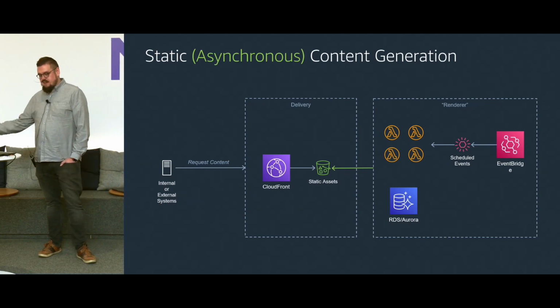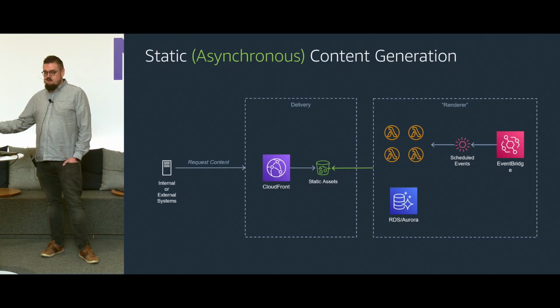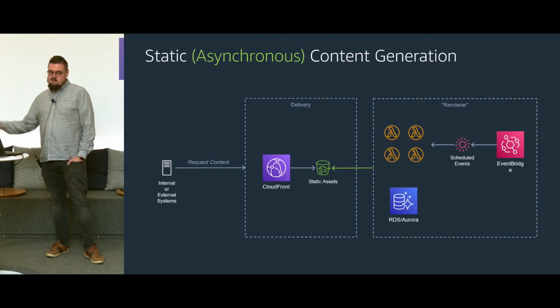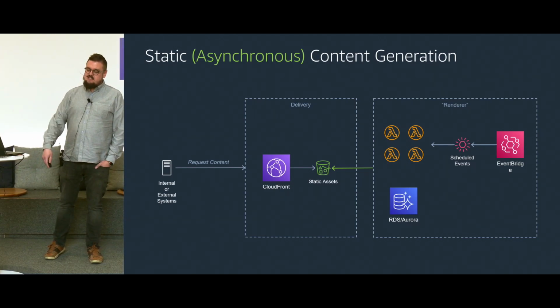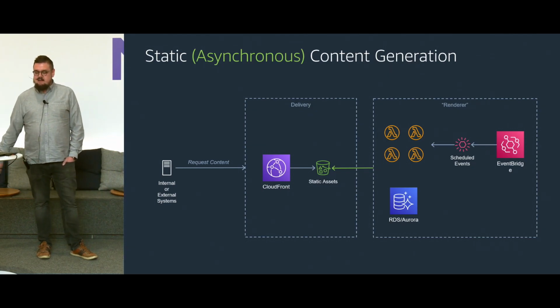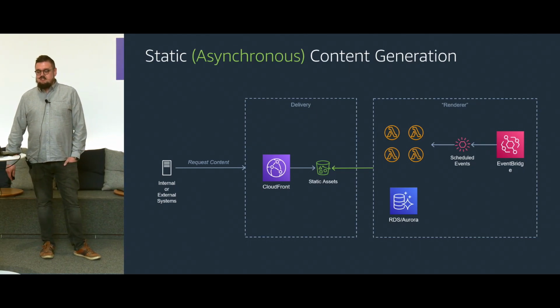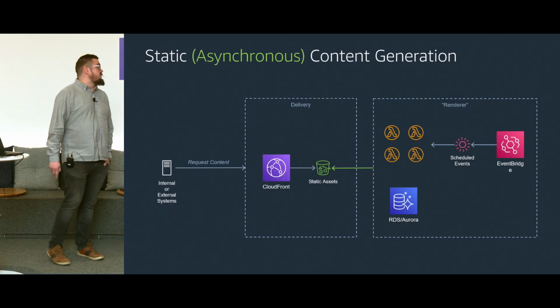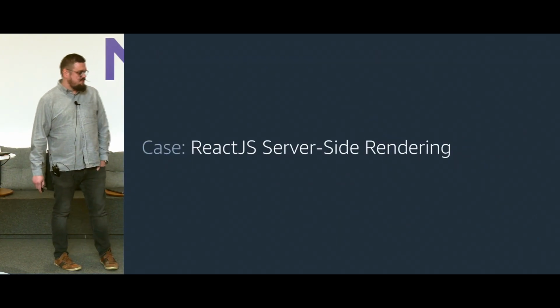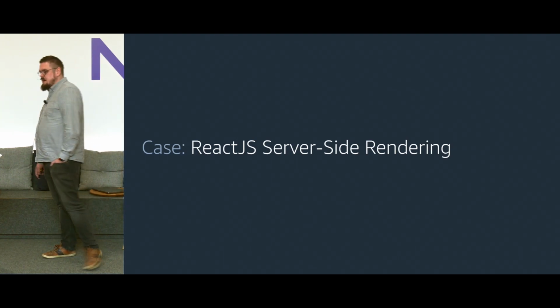So we have some Lambda functions triggering, for example, based on a schedule, or it could be whatever event, then rendering the content and storing it into an S3 bucket, and then we just put CloudFront in front of that. So it's just static content. That is a really nice pattern. Simple but nice and effective.